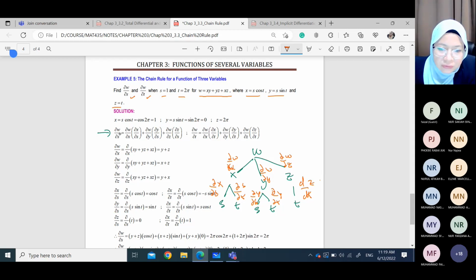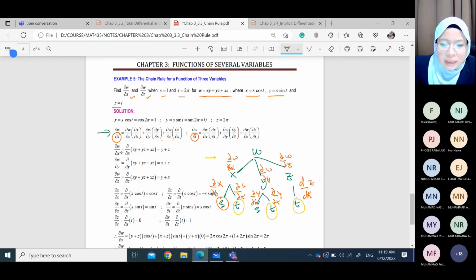So bila nak cari derivative respect to Z, so we concern on the derivative respect to Z pula. Derivative respect to S, so we concern on the derivative respect to S. So you focus pada S kat sini lah. Kalau nak cari derivative respect to T, so we focus on the T variables. This one. Okay. Untuk the first level ni, semua kena you need to apply. Alright, so now look at this example.